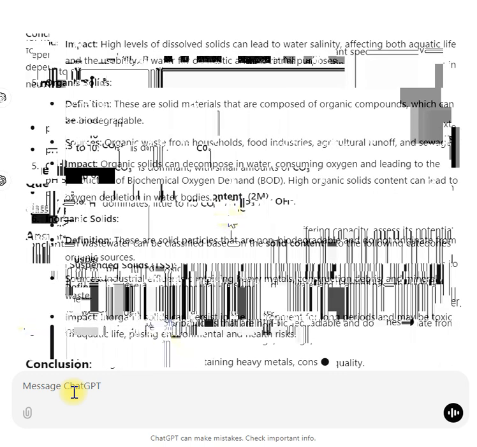Question. Classify pollutants based on their solid content. Answer. Pollutants in wastewater can be classified based on the solid content into the following categories. 1. Total suspended solids, TSS. Definition. These are particles that are suspended in water and cannot pass through a filter. They can include dirt, debris, and organic matter. Sources. Agricultural runoff, industrial discharge, sewage, etc.